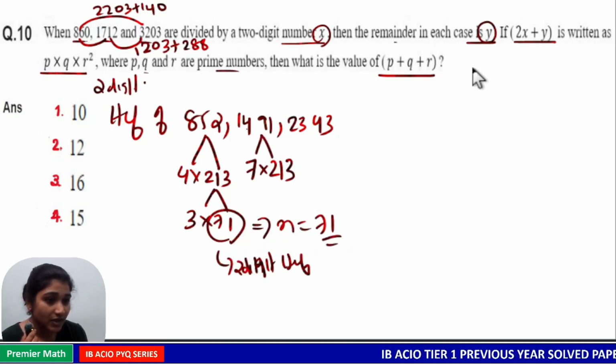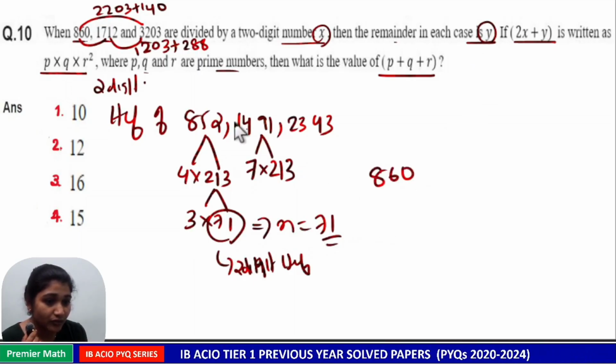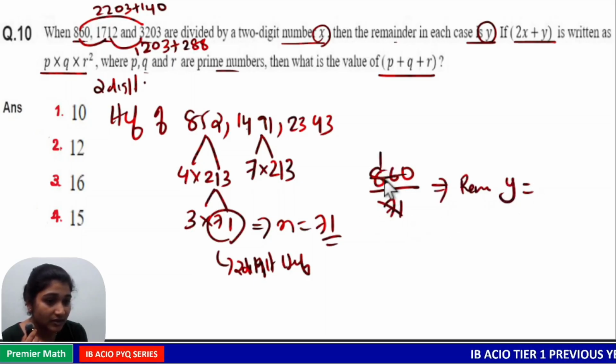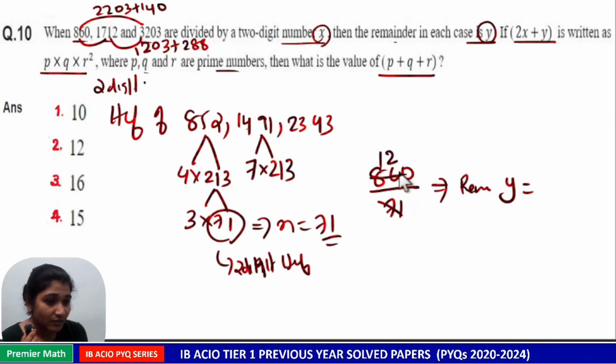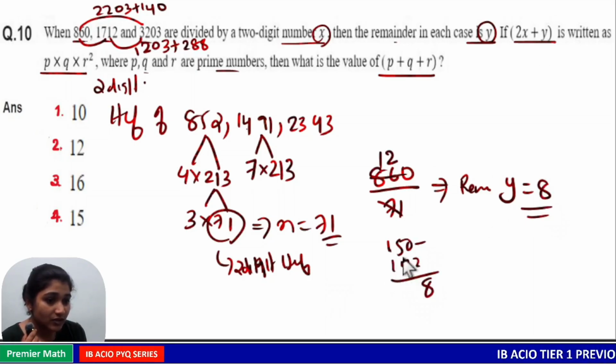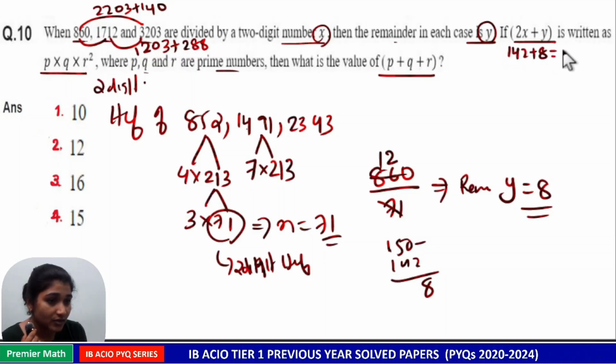If x is 71, find the remainder. That is, divide any of these numbers by 71, then you will get the remainder. So 71 goes 1 time in 86, remaining 15. So 71 goes 2 times in 142. Remaining is 150 minus 142, which is 8. If the remainder is 8, then 2x plus y is 142 plus 8, so 150.